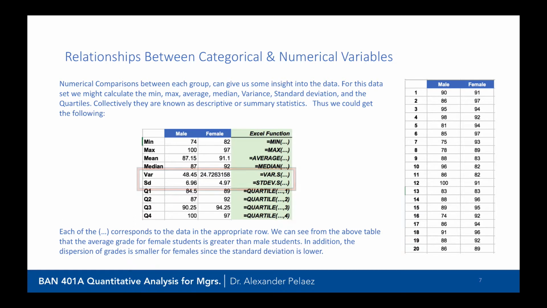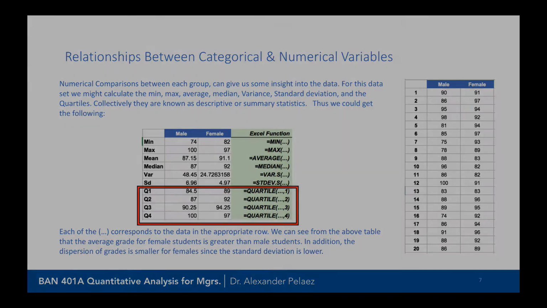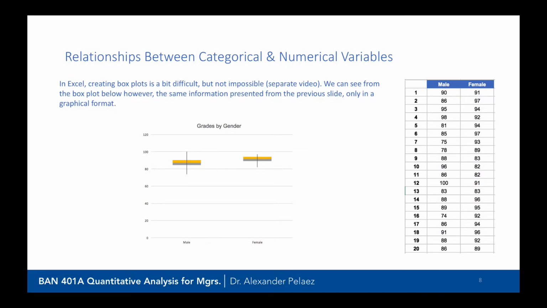We can also see the quartile range here, where we have Q1, Q2, Q3, Q4 given by the corresponding Excel functions. We can then create a box plot to view the differences between the male and female students, and we can see that the chart shows how the male students' scores are generally a little bit lower, and that the dispersion for the female scores isn't as wide as for the male scores. Now, drawing box plots in Excel is a little bit difficult, but it's not impossible, and we have a separate video to show you how to do that.